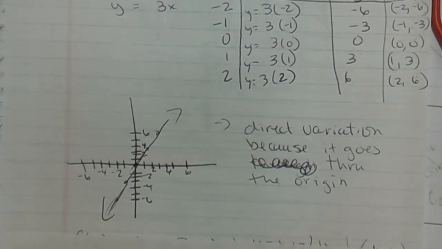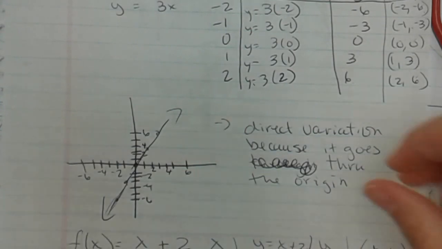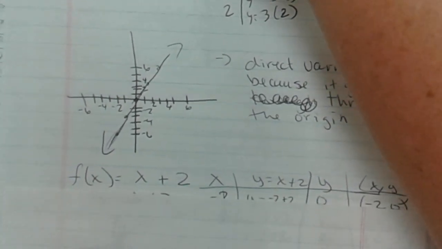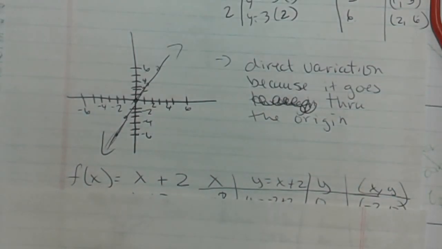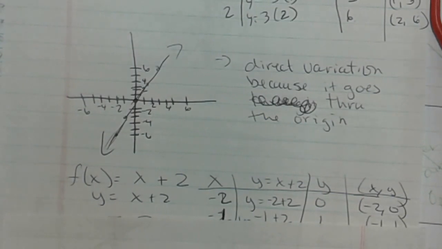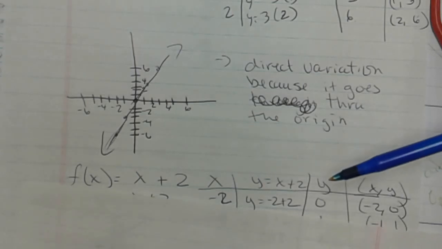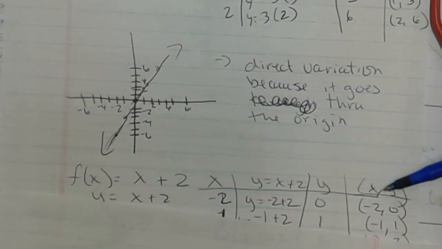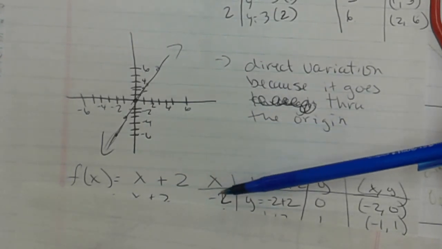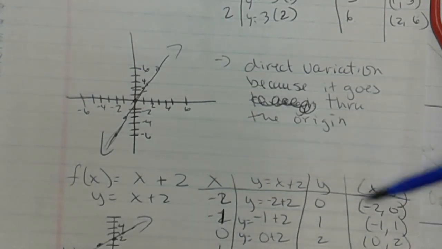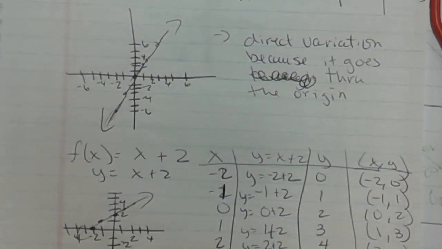And it's constant. The next one that we're going to do is f of x equals x plus 2. Again, f of x is really a fancy way of saying y, so we have y equals x plus 2. All I did was make a chart, find the y, and then find my ordered pairs. I plugged in -2, -1, 0, 1, and 2 for x, and I solved.